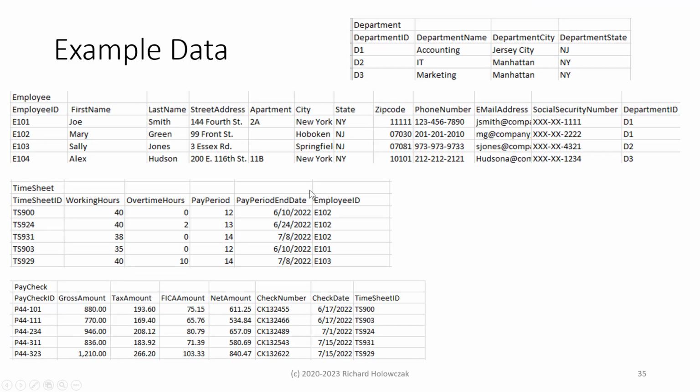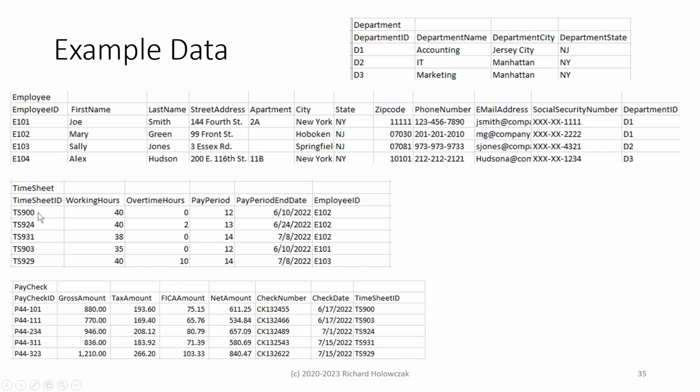Sometimes students are curious as to how the foreign keys help us out. All right, here's an example. Here's some data for the department relation. We can see department ID D1, D2, D3: accounting, IT, and marketing. And then we have some employees. If we look over here at the department ID, we can see those department IDs that are connected to the department relation. So we know that Joe and Mary are in the accounting department, Sally is in the IT department, and Alex is in the marketing department.